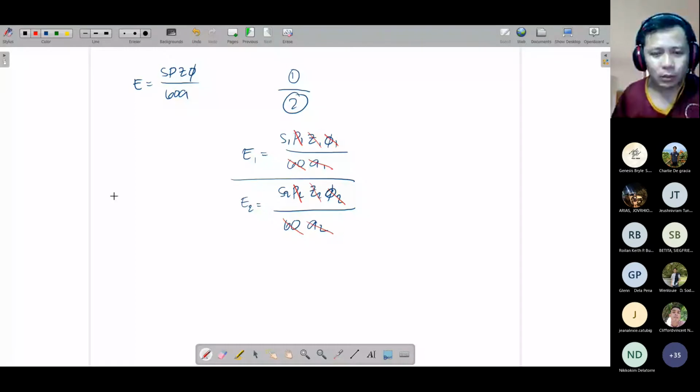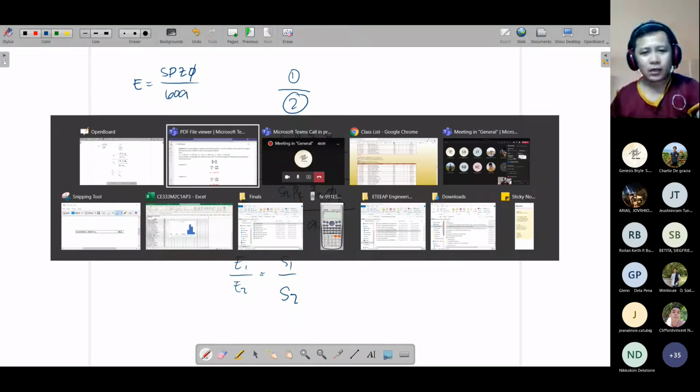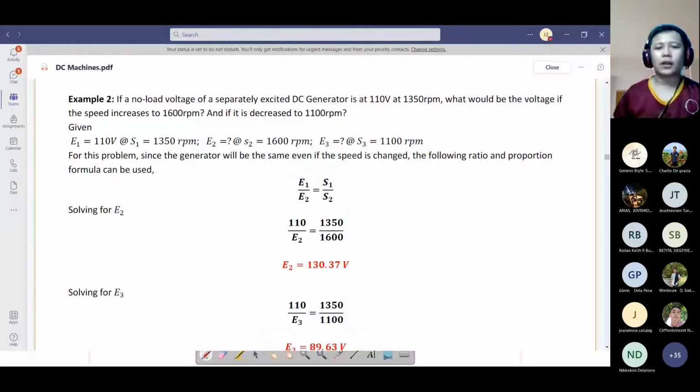So that's why for this one, we are left with E1 over E2, okay, equals S1 over S2. This is the reason why we only have this formula left. Okay? So it is ratio and proportion.